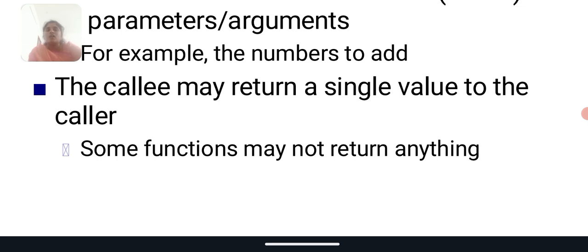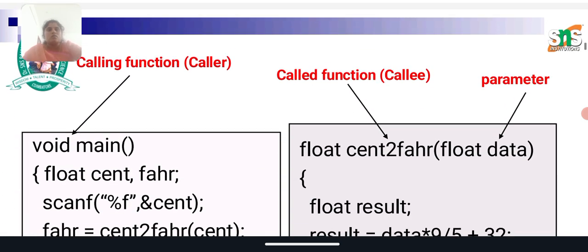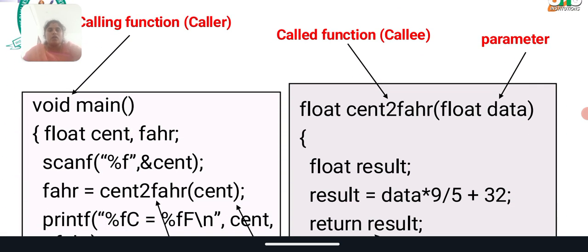In some cases the function may return some value to the main program, or it may not return a value to the main program. Through the return keyword we can identify whether the function returns a value to the main program or not. Here, what is meant by caller and callee, we are going to explain with an example.